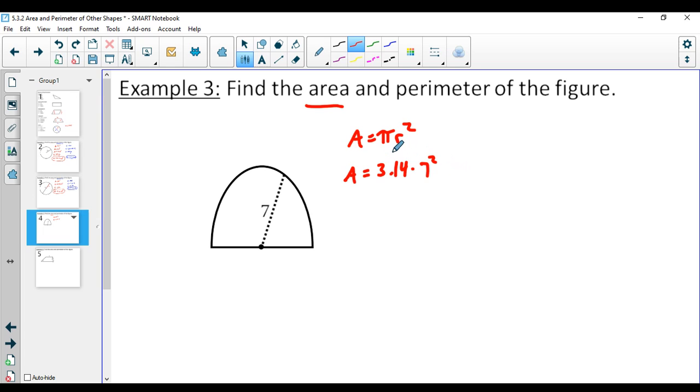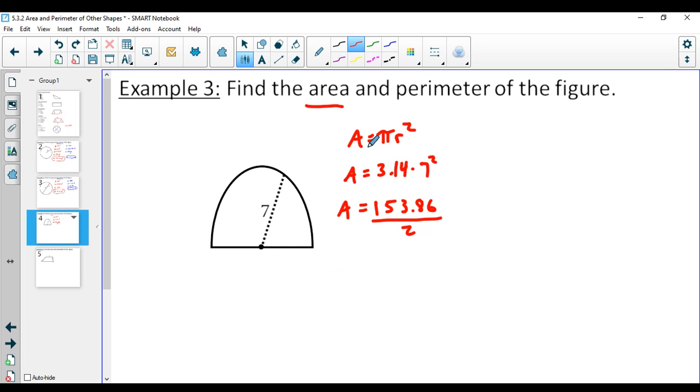But there's a kick here, right? So this would be for a full circle. So 3.14 times 7 squared is 153.86. This would be for an entire circle with radius 7, but we have a semicircle. We only have half a circle. So if we only have half a circle, what we need to do at the end of this is divide it by 2.